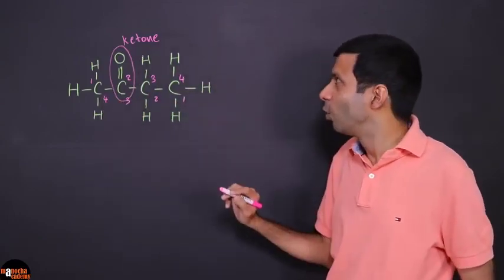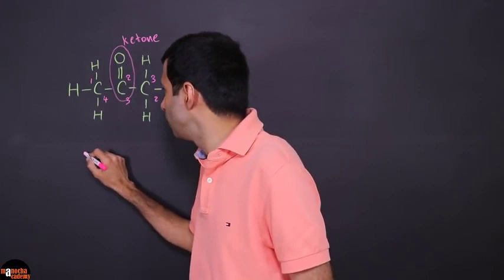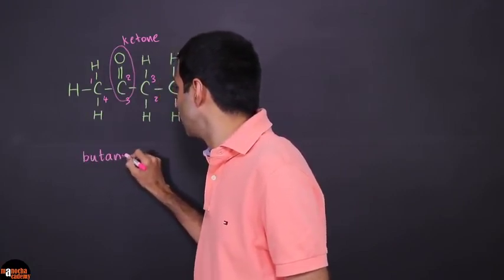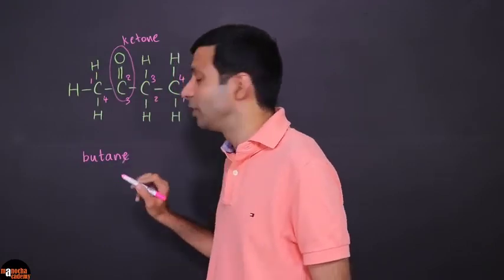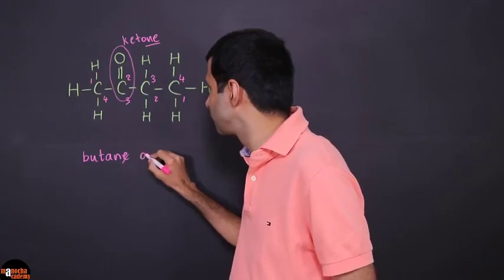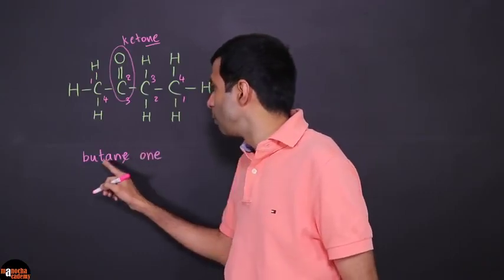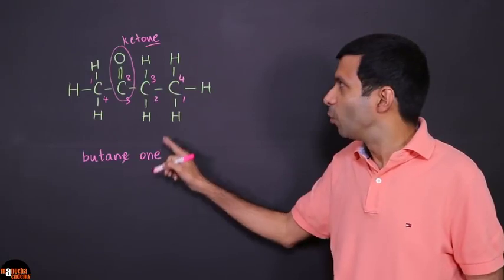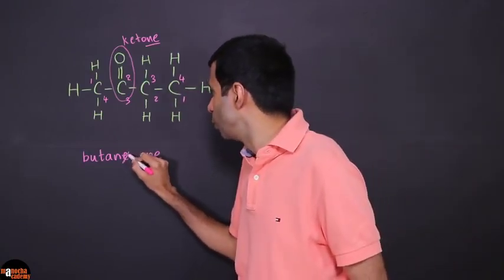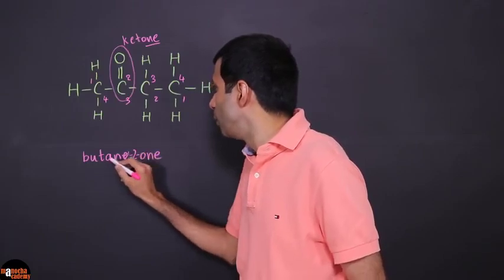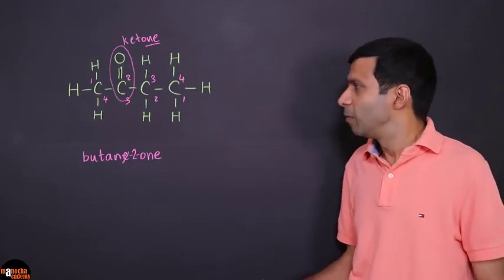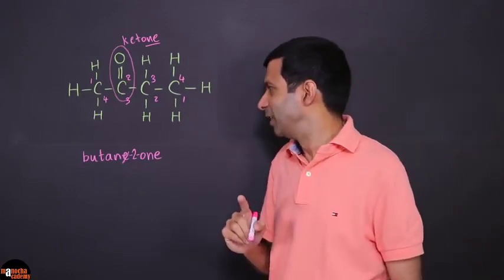Okay, so if we ignore the functional group, it would have been a butane, right? But there's a functional group in there, so I'm going to delete the E, and in ketone the one gets added, so it becomes a butanone. And what is the position of the functional group? It's at position 2. So that will make it a butan-2-one, right? But there's something interesting here.